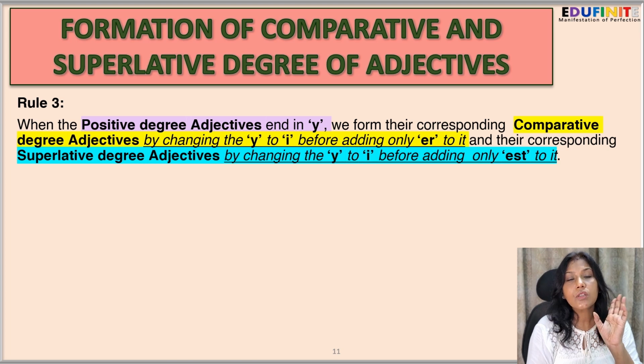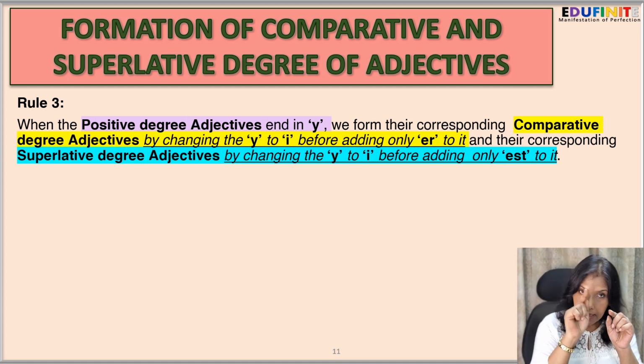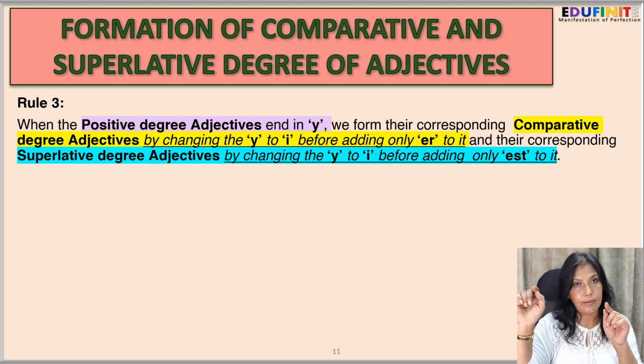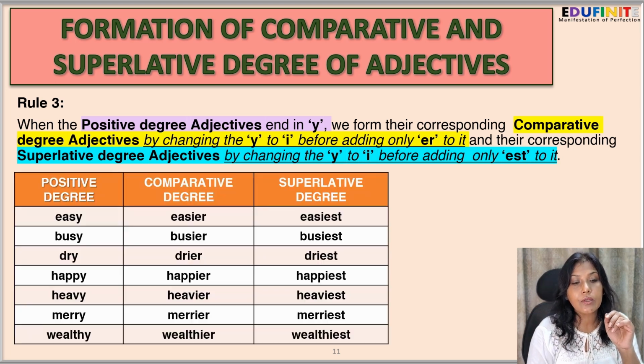So what do we do? We take that word ending with Y, remove the Y, add an I instead of that Y, and then add est. So that's how we get the superlative degree. Now let's look into some of the examples.